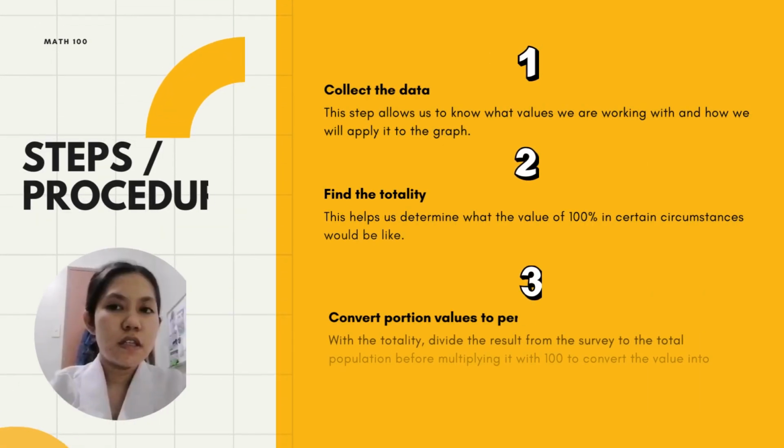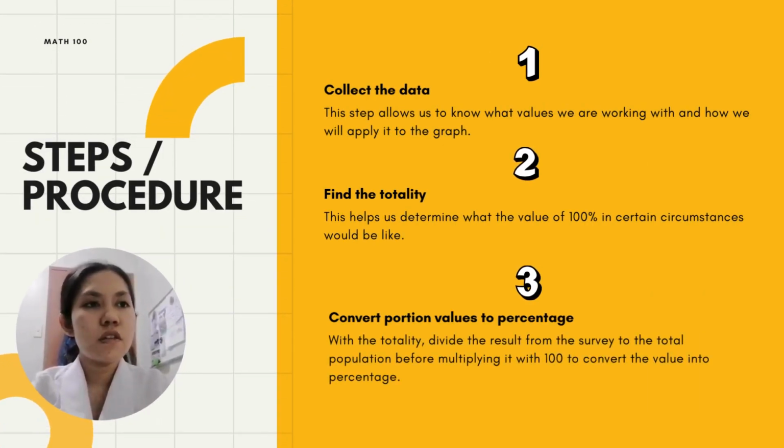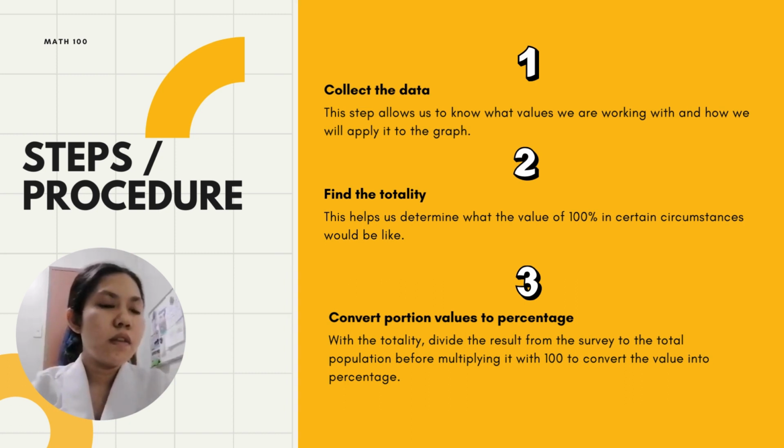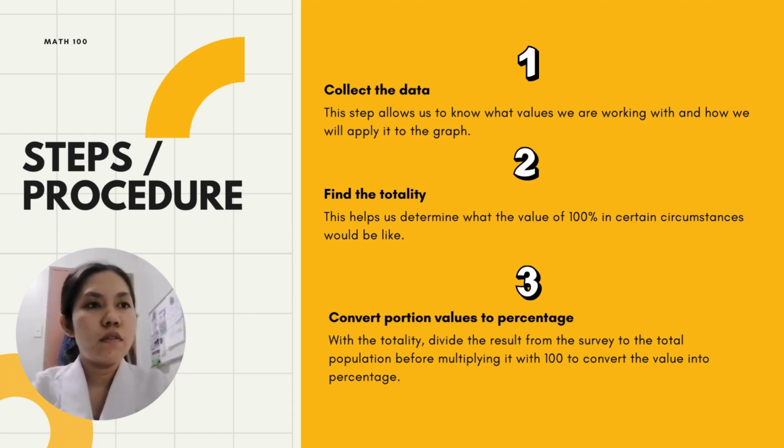The steps and procedures in making a circle graph. Now, the first step is to collect data. This step allows us to know what values we are working with and how we will apply them to the graph. The easiest way to do this is through surveys. The second step is to find the totality or the total population. This helps us determine what the value of 100% is in certain circumstances. To do this, we can find the totality by adding all the results in the survey or the data collected.